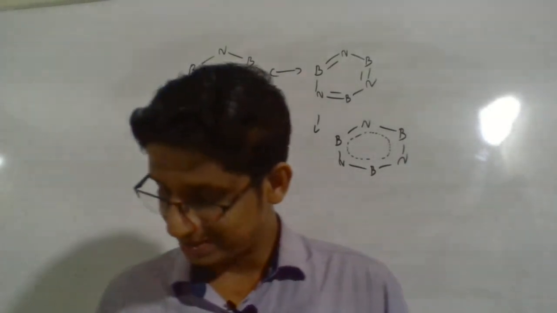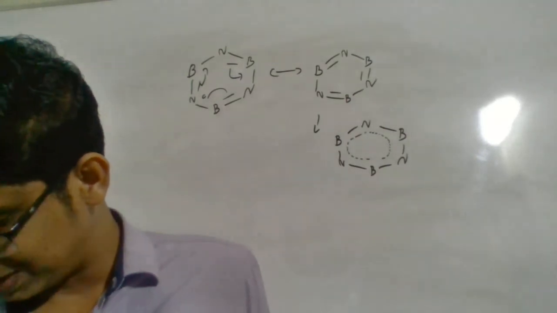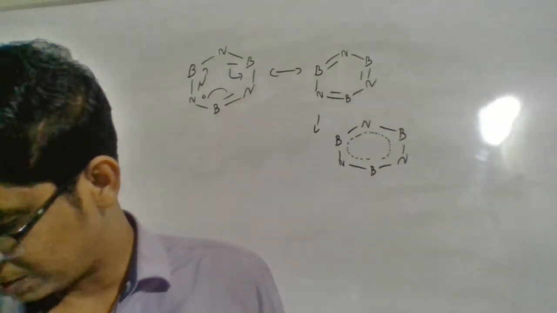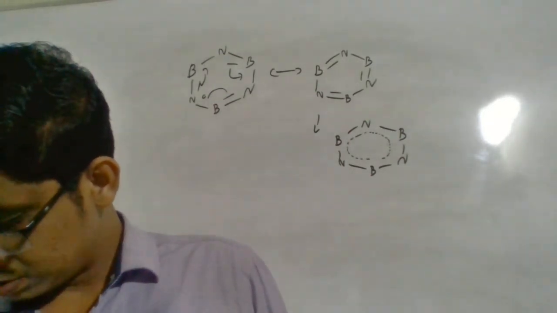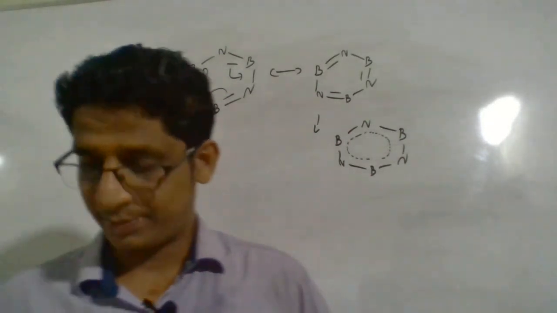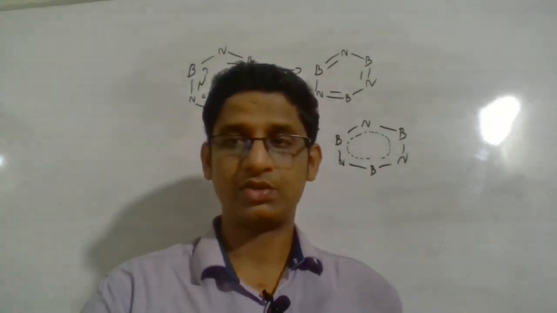Any three important ones, you can remember: fire retardant, and catalyst for the polymerization of alkenes. Any three you can remember. Okay, so that is all about borazine for you. Let us wind up now. Thank you.